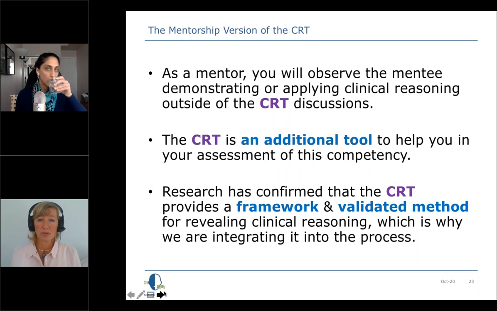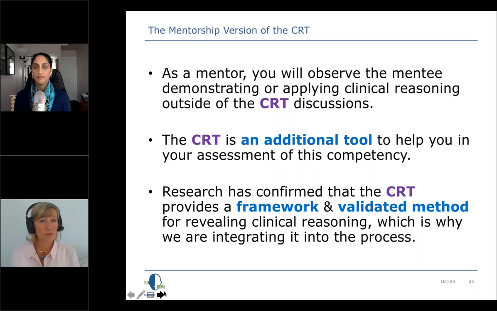So as a mentor, you'll be observing the mentee demonstrating or applying clinical reasoning, not only when you're using the tool, but any time during the mentorship period when you're working closely with the mentee. The tool really is something additional to help you in evaluating that competency.